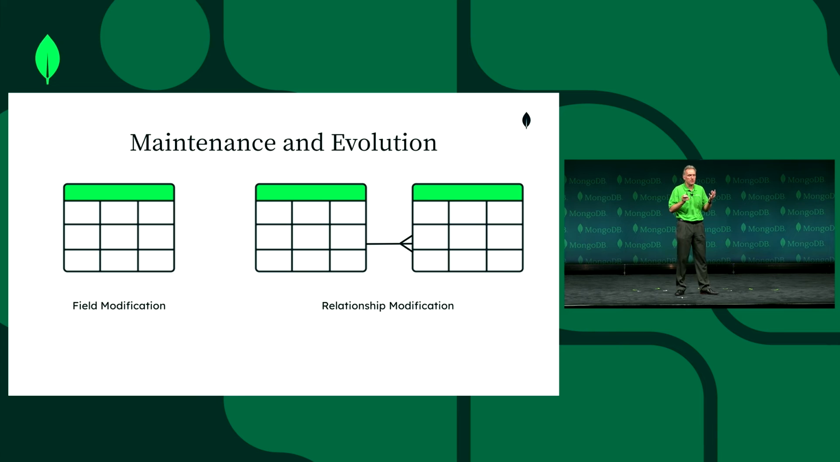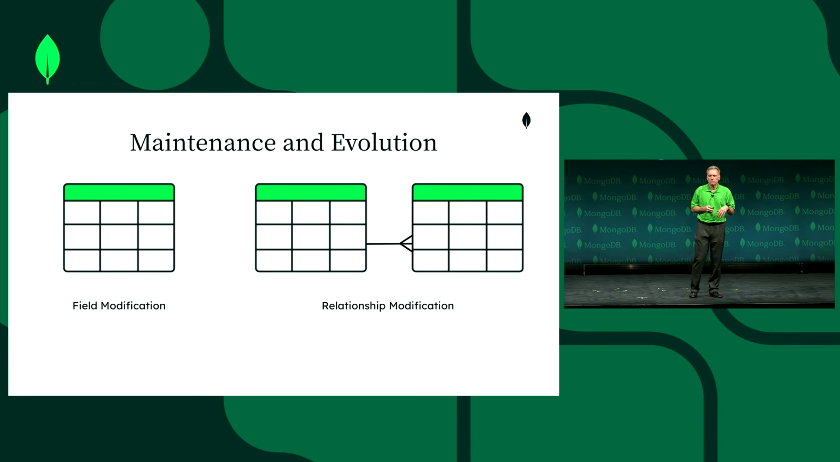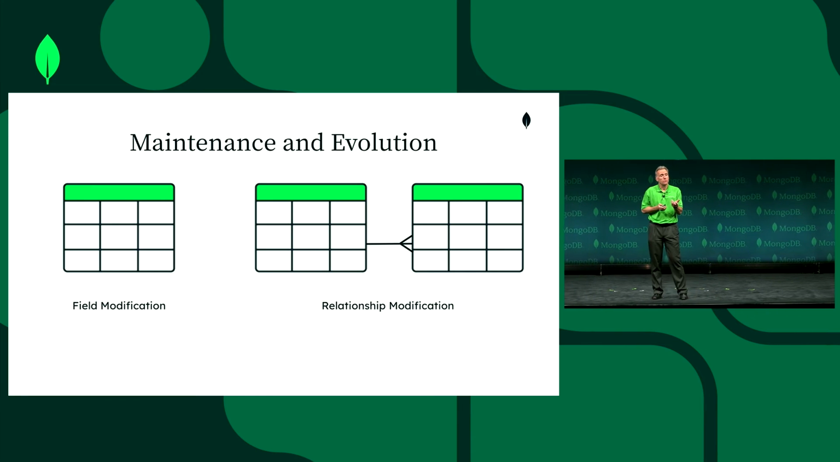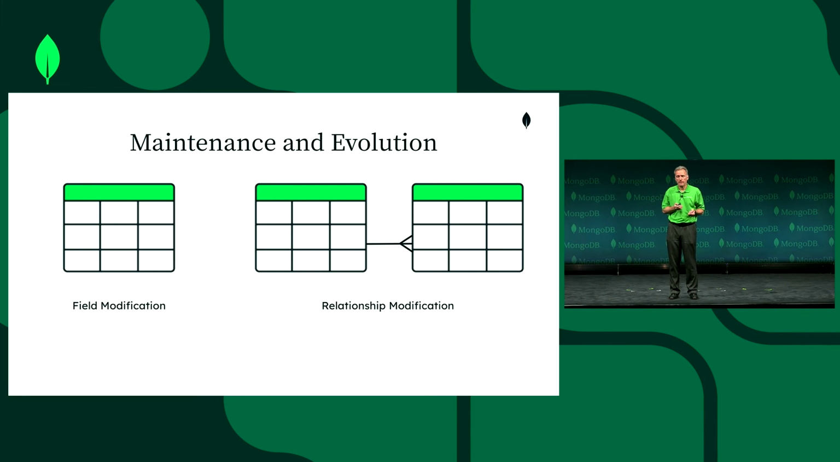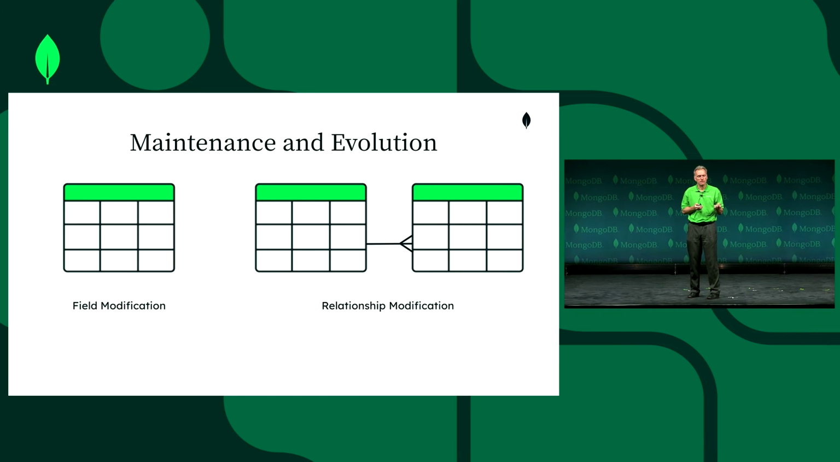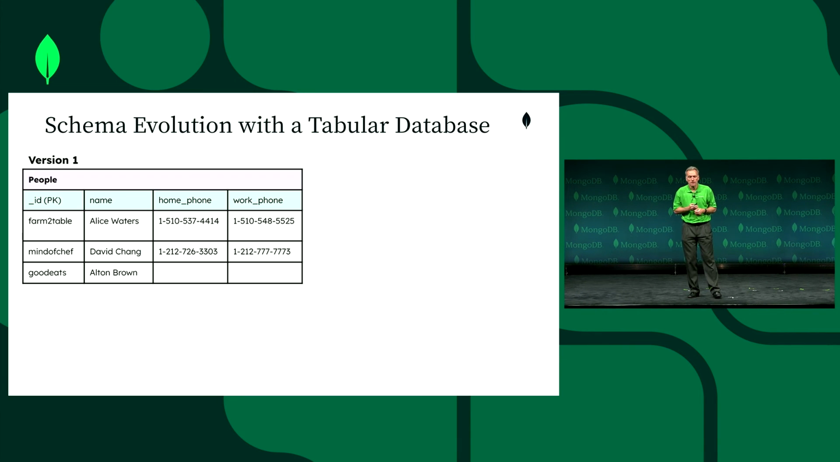So let's look at 2 typical types of modification. The first one is modifying a field. Relational databases do that pretty well. Alter table, I can add something, I can change the type, whatever, it works well. The other one is changing the relationship between 2 pieces of data. This is usually pretty difficult in a relational database, which is interesting. Ironic that relational databases are bad at modifying relationships.